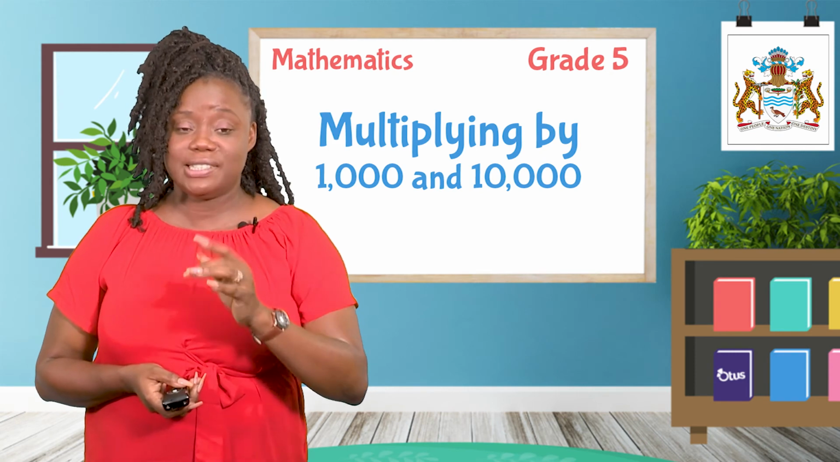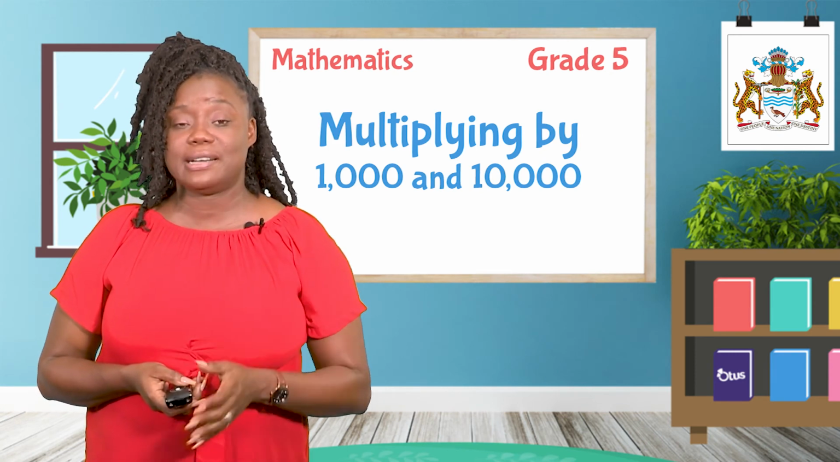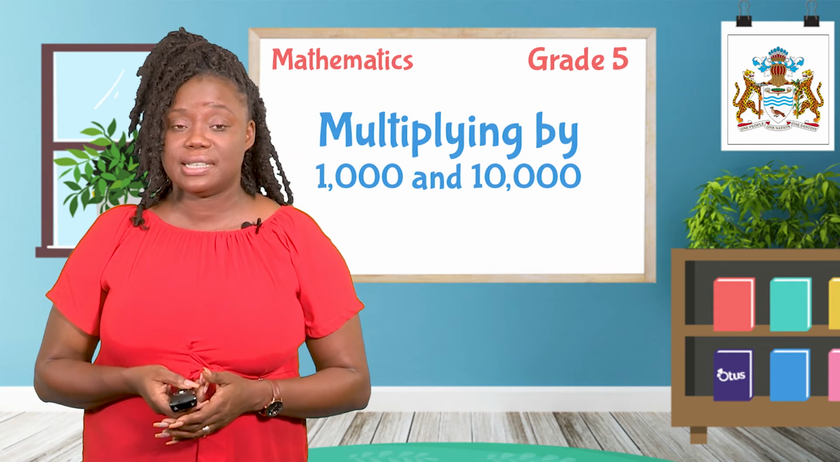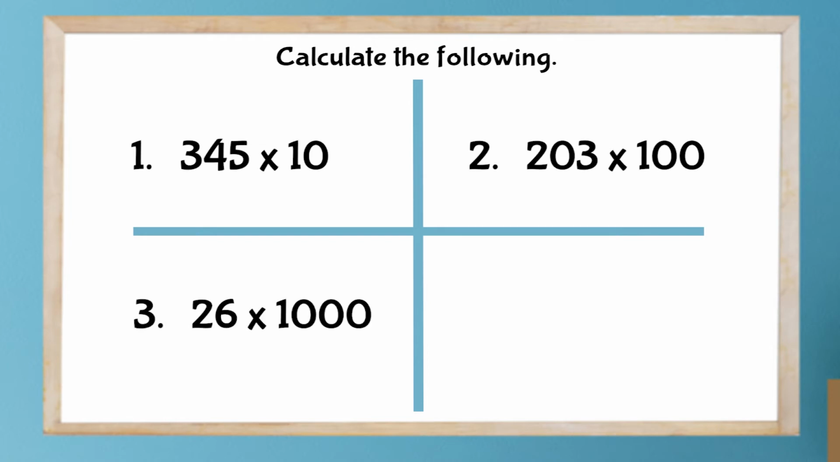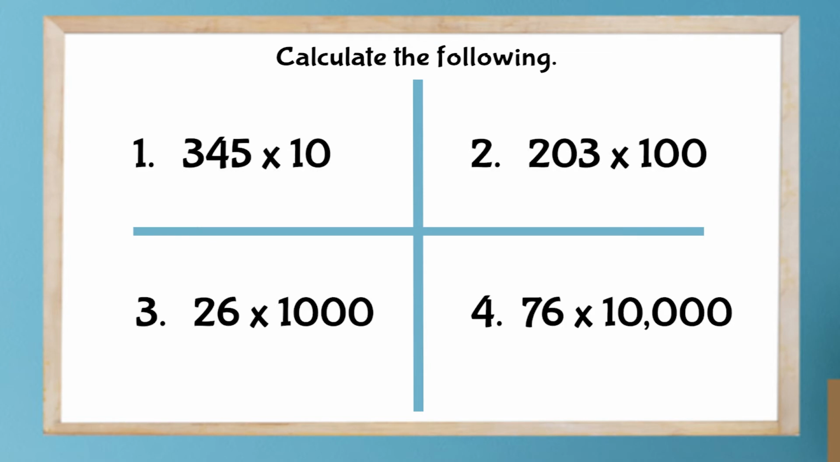So, here is your chance to put into practice what you have learned. Calculate the following: 345 times 10, 203 times 100, 26 times 1,000, 76 times 10,000. Take a minute to get that done, boys and girls. Remember to do neat work. Your work says a lot about you.